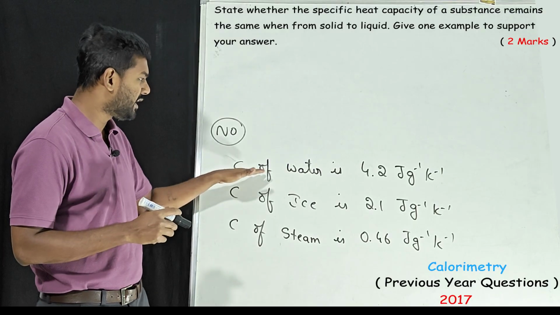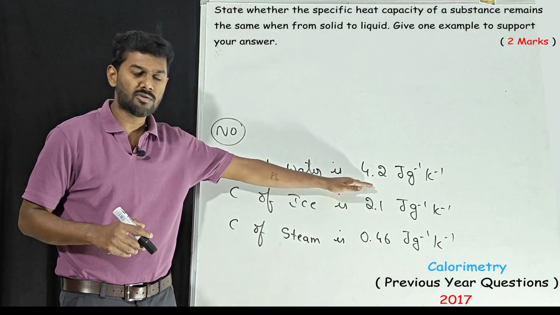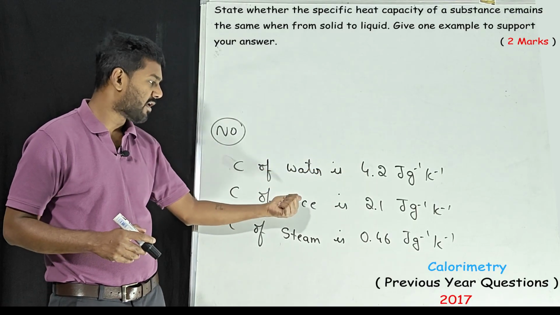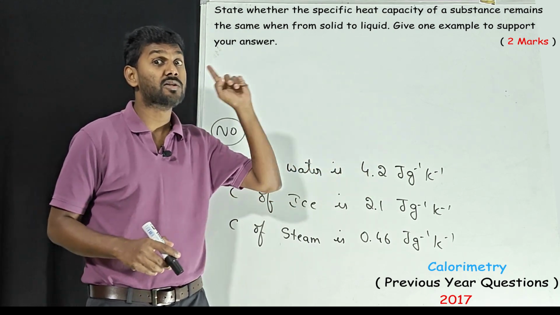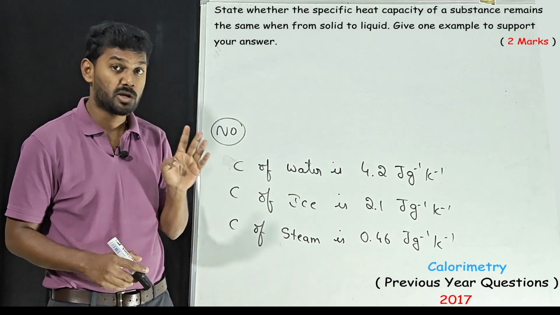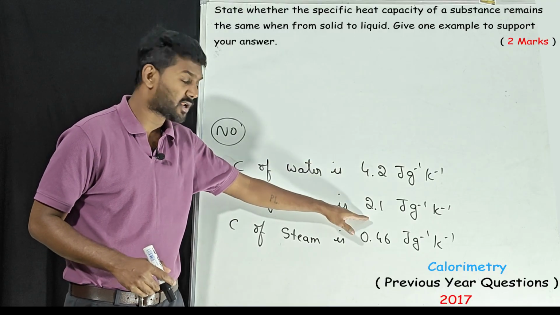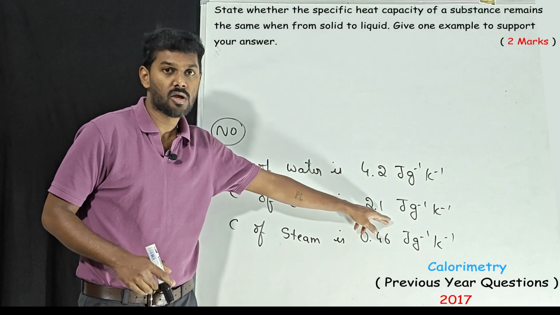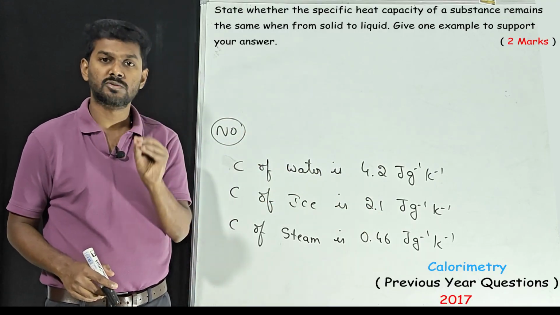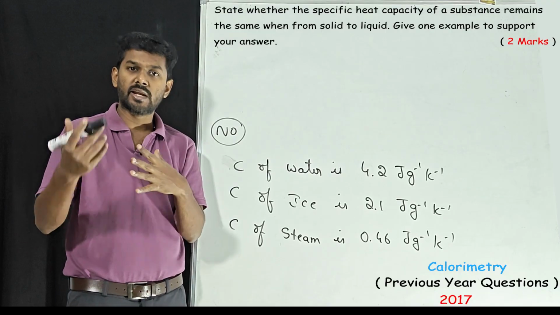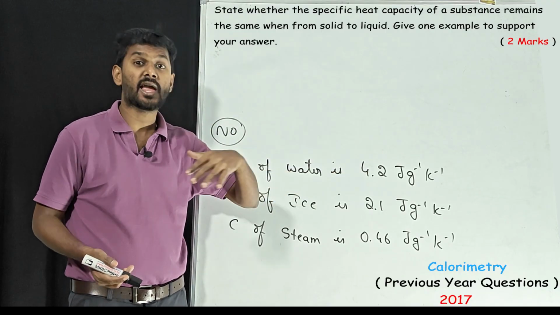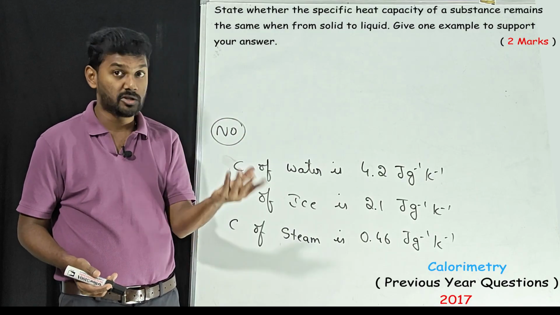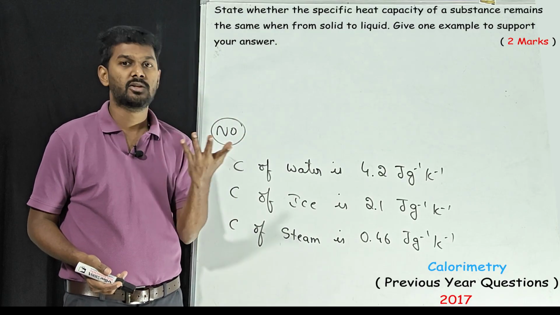So the specific heat capacity of water is 4.2 joules per gram per Kelvin and the specific heat capacity of ice is 2.1 joules per gram per Kelvin. Units also play a major role, because if the values are correct and the units are wrong, then definitely you will lose marks. In our school, whenever we conduct exams, if students write the correct value or calculate the correct value but don't write units, they will obviously lose marks.